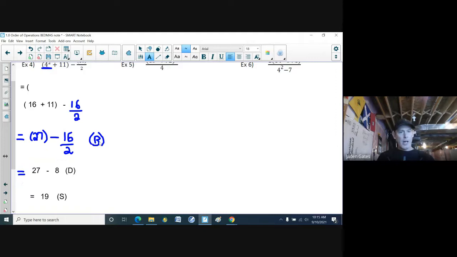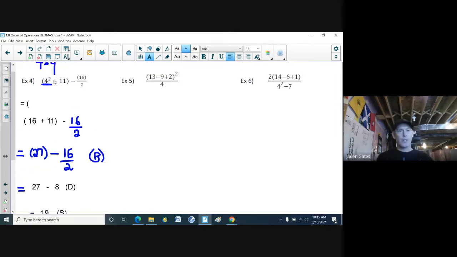And so this question here, we did a B, D, and S, but we kind of did an E too, right? Because it was inside the brackets. But again, inside those brackets, when I did that, I had to do the exponent first before I added 11. All right. Let's see here.